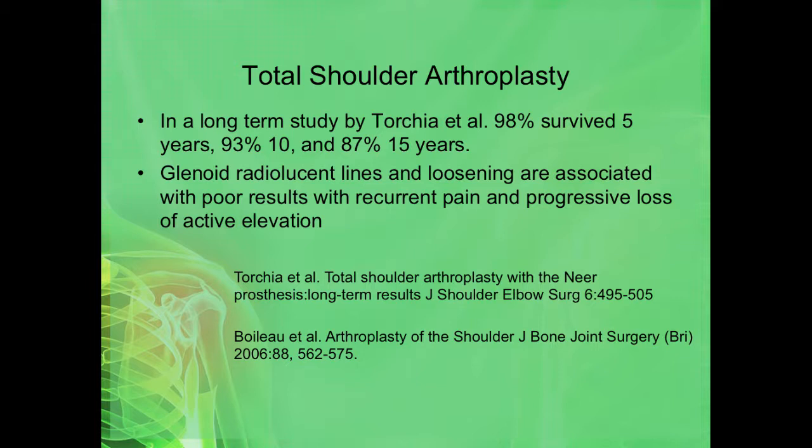Now, looking at the total shoulder arthroplasty, just to give you an idea of the lifespan of a total shoulder replacement, in a study by Torchia et al., in 98% of patients the joint survived 5 years, 93% it lasted 10 years, and 87% it lasted 15 years. So it has good long-term outcomes. Glenoid radiolucent lines and loosening are associated with poor results, and recurrent pain and progressive loss of active elevation are also associated with poor results.